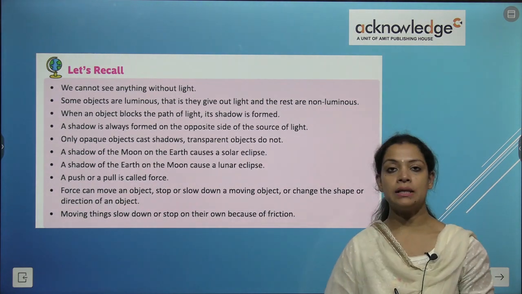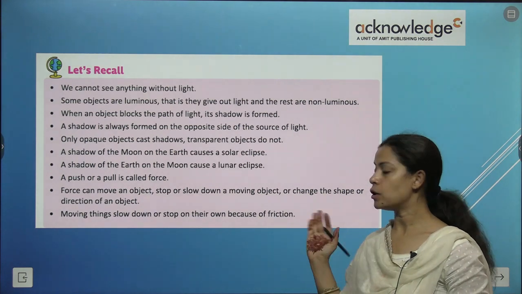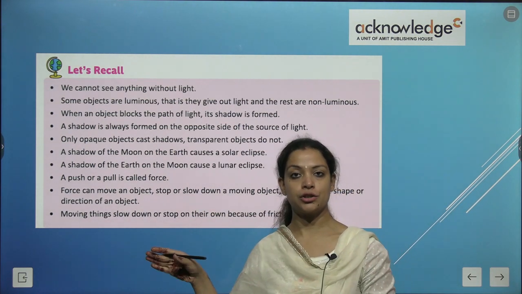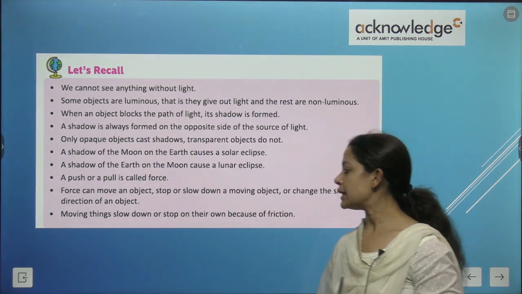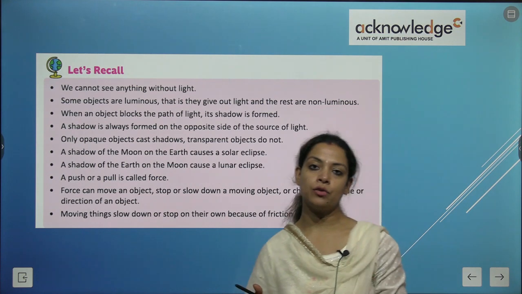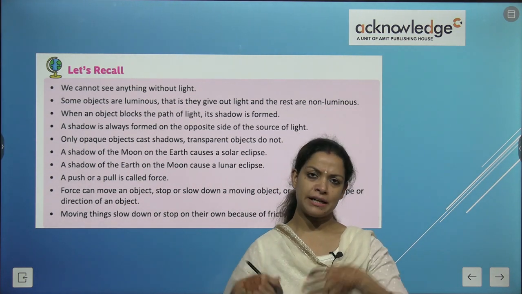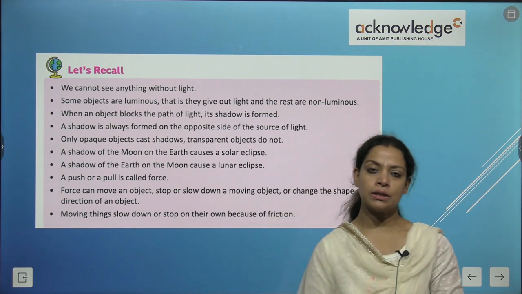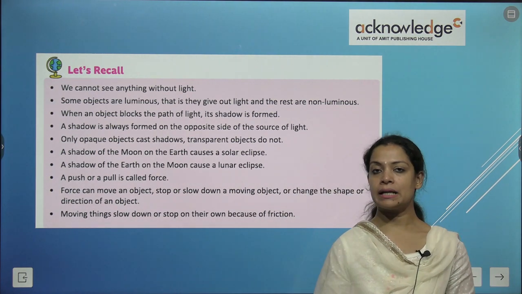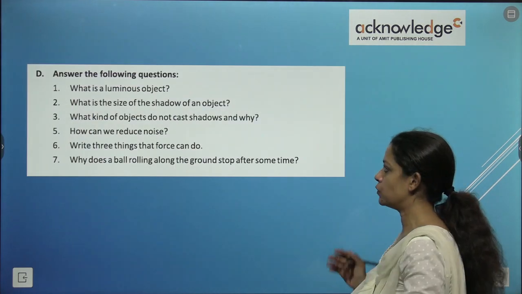A push or pull is called force. Force can move an object, stop or slow down a moving object, change the shape or even the direction of an object. Now moving things slow down or stop on their own because of the force called friction. Correct? So this was all about the kind of forces we apply in our day-to-day life. Light through which we can see. We came to know about eclipses and then friction. So let's quickly try to solve some questions.